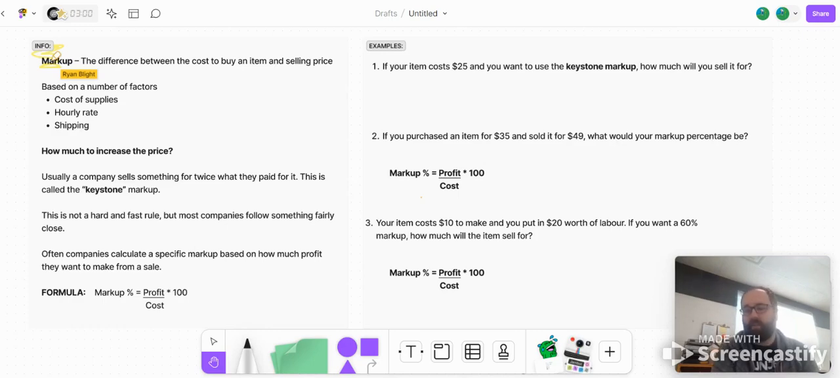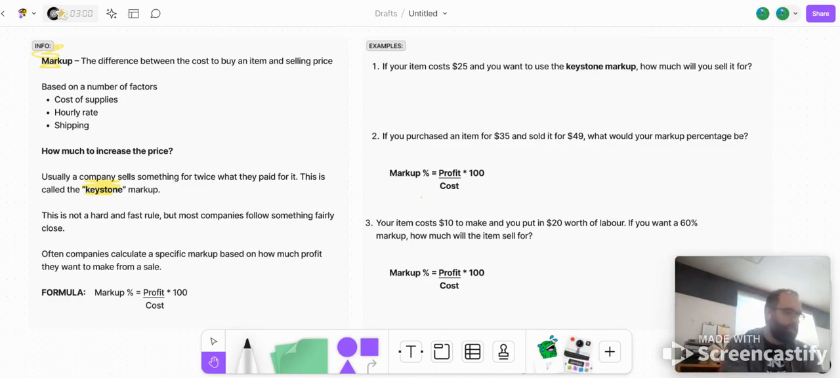How to calculate some of this, though, is where we're going to look now. So usually a company sells something for twice what they pay for, and that is what this keystone markup here is. Keystone is just straight double. However, it's not always that way, but when I worked at Golf Town, a lot of the apparel would cost $40 for a golf shirt, and then they would mark it up to $79.99, pretty much straight double. That way, if they had to sell it at clearance at 50% off, they would at least make their money back. But like I said, we're not always going to use that formula.